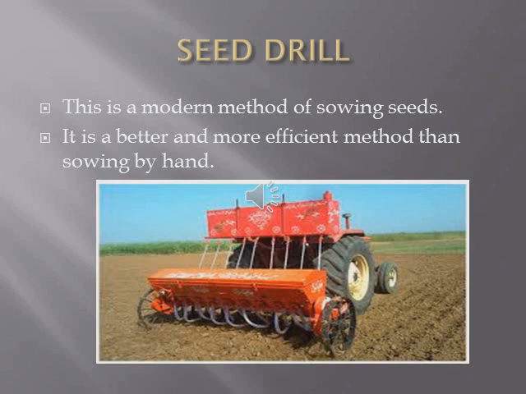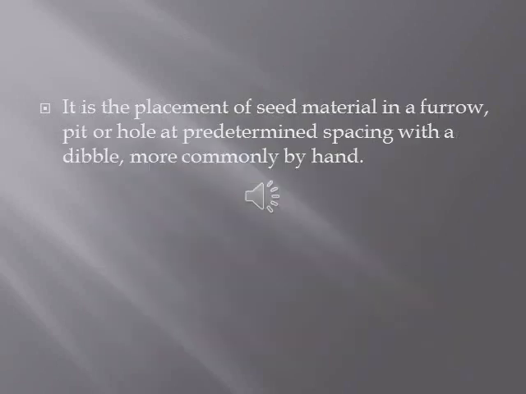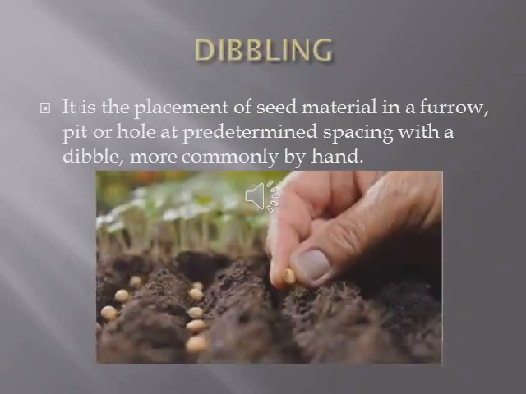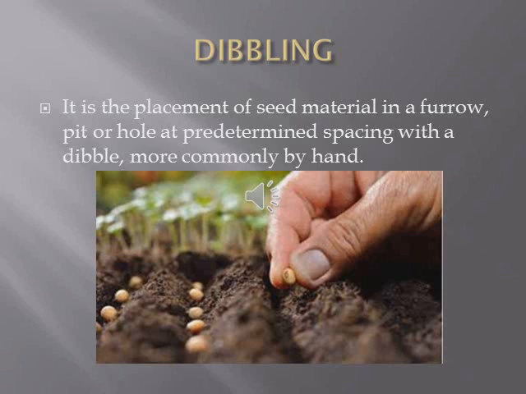Next method is seed drill. This is a modern method of sowing seeds. It is a better and more efficient method than sowing by hand. It is usually done by attaching iron drills to a tractor. Seed drills ensure that the seeds are planted at equal intervals and at the correct depth in the soil. The next method is dipping. Dipping is the process of placing seeds in holes made in seed bed and covering them.